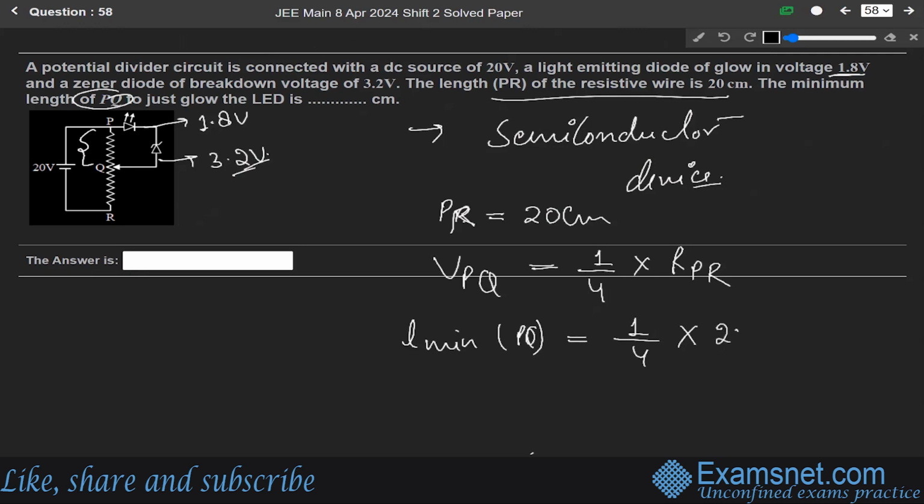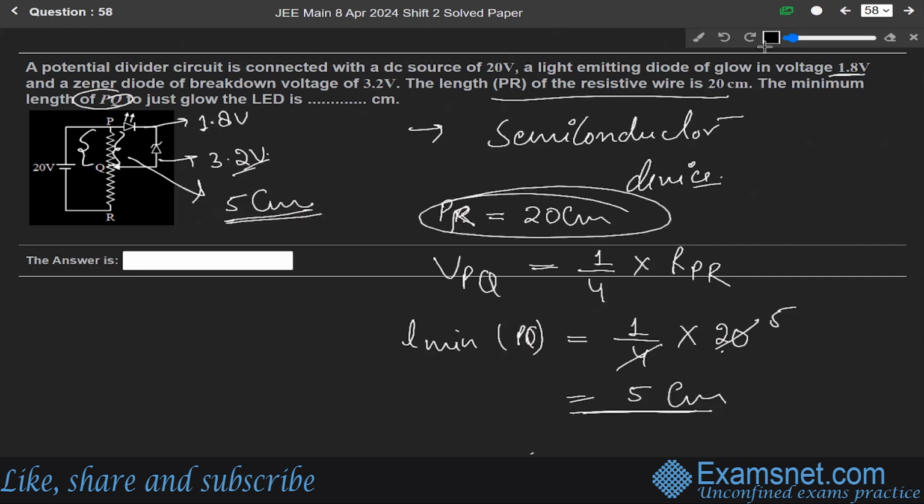It is equal to 1/4 into resistance of PR. Resistance of PR will be 20. So it will be equal to 20/4, which means 5 centimeters. So the distance between P and Q is 5 centimeter minimum distance. This 20 is the length of PR, and it will be 20/4. So 5 centimeters is the correct answer.